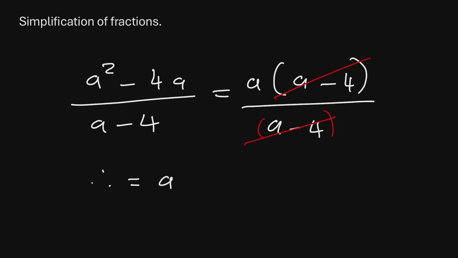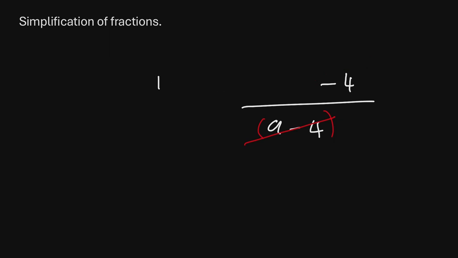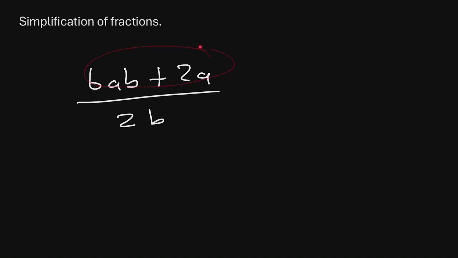So now, if we look at the next problem, we have 6ab plus 2a all divided by 2b. If we look at the top, can we factorize at the top? Yes, we can factorize by taking out a common factor. But at the bottom, we just have one term. We can't really factorize. So we're going to start by factorizing at the top.